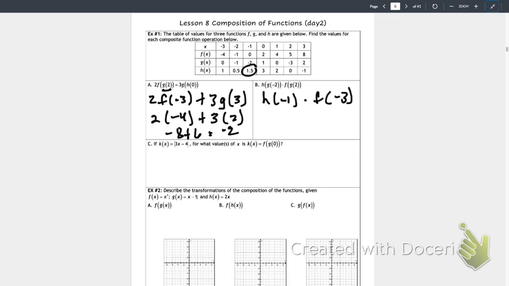H of negative 1 is 1.5. And we'll multiply that times f of negative 3, which is negative 4. And when you multiply that out, you get negative 6, my bad.